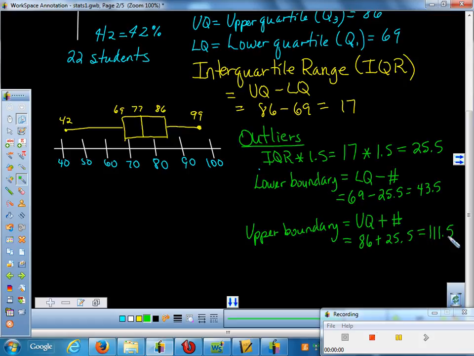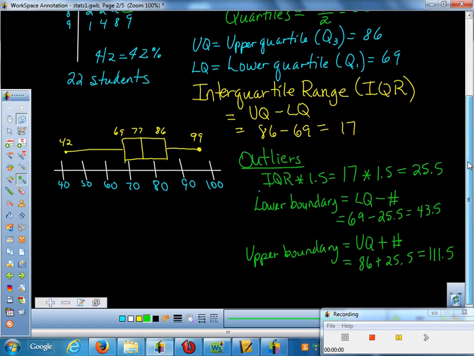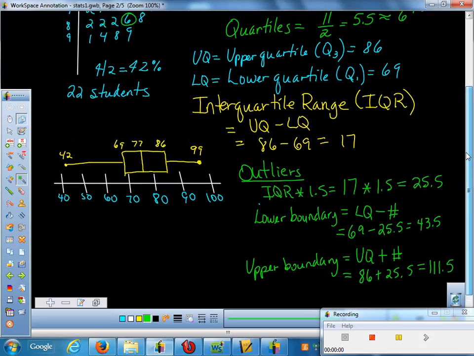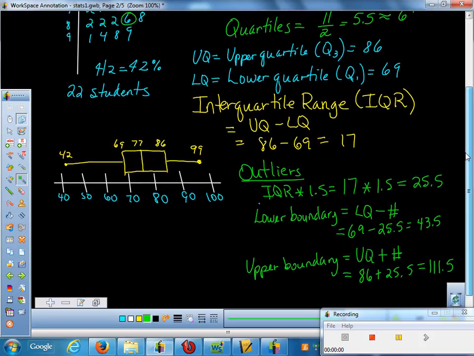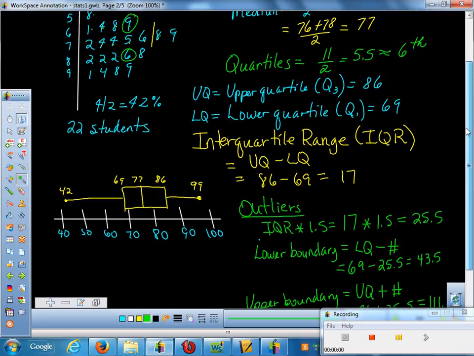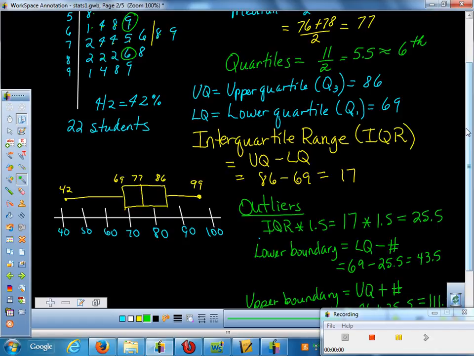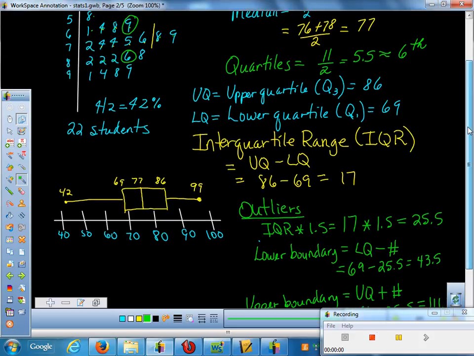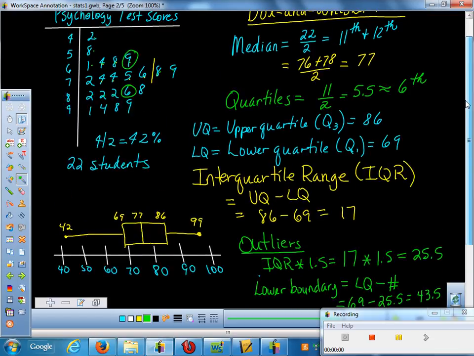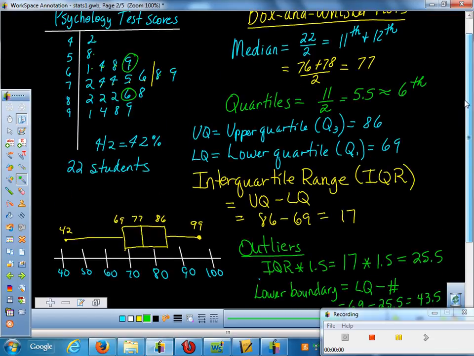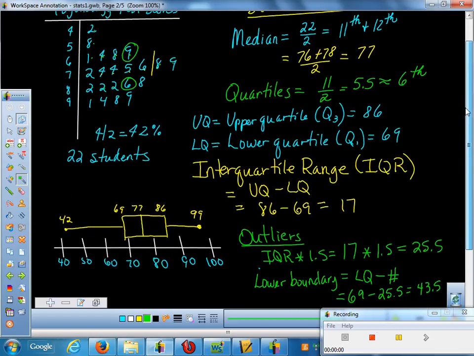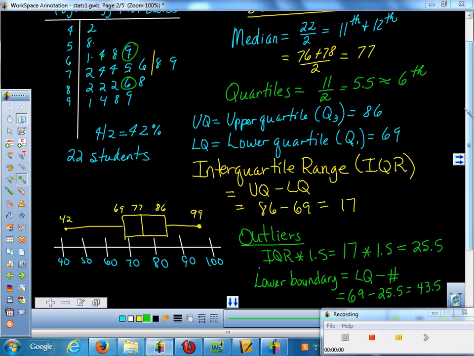Okay, then you need to look at your data, the actual data in the stem and leaf. Did we have any data that was higher than 111.5? And the answer would be no. The highest we had was 99. So therefore, there is no outlier on the high side. But on the low side, did we have any data that was below 43.5? And yes, indeed we did. We had a data point at 42. So therefore, 42 is an outlier.